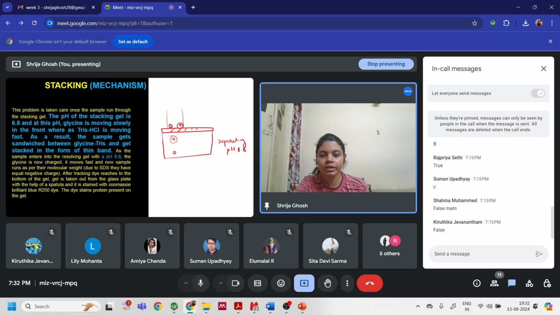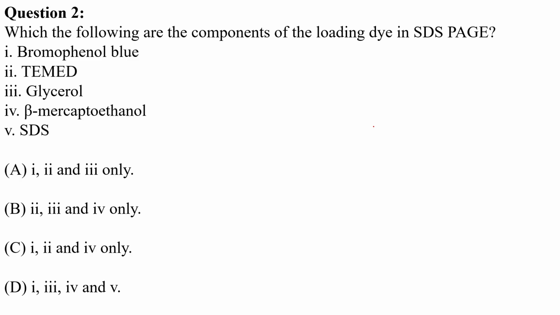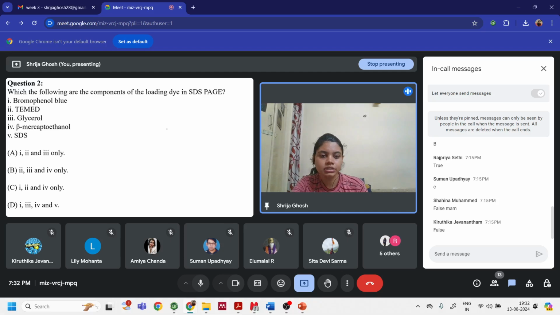Okay. So now moving on to the next question, question number 2. Which of the following are the components of the loading dye in SDS page? First is bromophenol blue, second is TEMED, third is glycerol, fourth is beta-mercaptoethanol, and fifth is SDS. So what would be the answer?